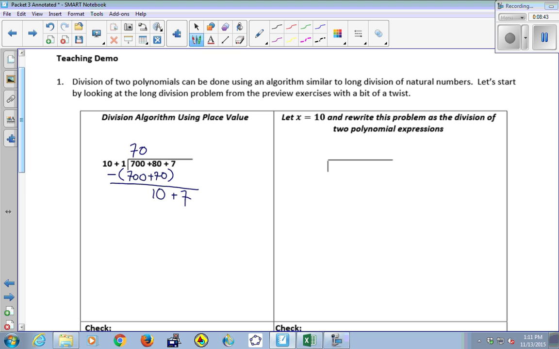So then I ask myself, how many times does 10 go into 10? Once. So I do plus 1 up top. Then I have to multiply my 1 times my 11, but I wrote my 11 in a weird way. So it's really 1 times 10 plus 1 times 1. So 1 times 10 is 10. 1 times 1 is 1, and I subtract. 10 minus 10 is 0. 7 minus 1 is 6. That's my remainder.